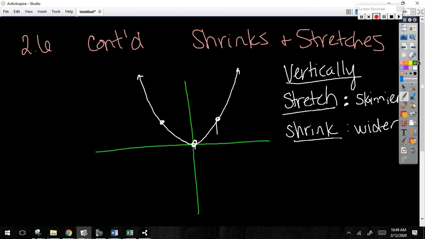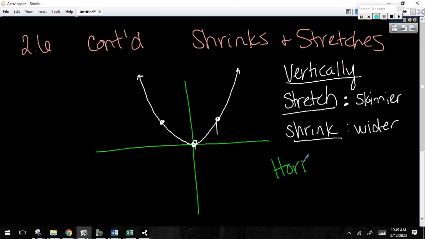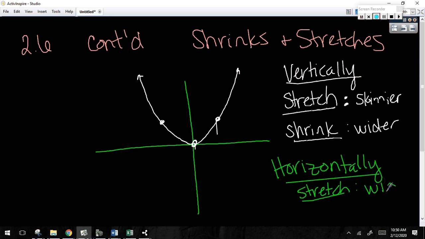Now let's talk about horizontally. Now my x-axis is a rubber band. Okay? If I stretch out the x-axis, what happens to the graph? It gets wider. And if I smush it in, what happens? Skinnier. So do we see that they're opposites? A vertical stretch could also be described as a horizontal shrink, and a vertical shrink could also be described as a horizontal stretch. Does that make sense to you?